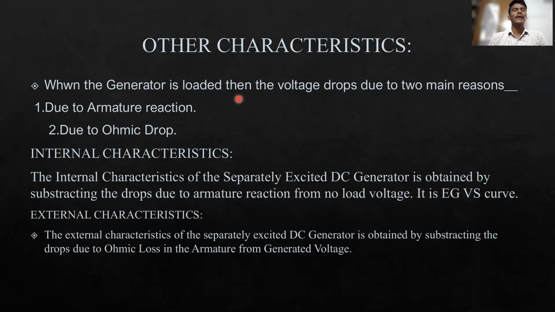Now coming to external characteristics. The external characteristics of a separately excited DC generator is obtained by subtracting the drops due to ohmic losses in the armature from the generated voltage. You might see a little difference between internal and external characteristics. The major difference is that instead of subtracting the voltage drop due to armature reaction, here we use the voltage drop due to ohmic loss.